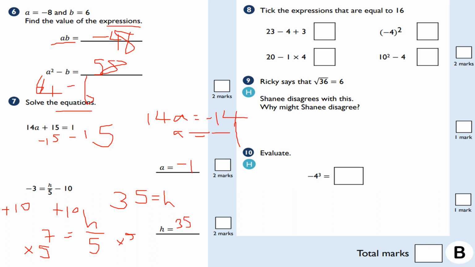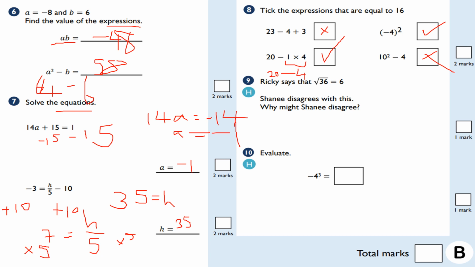Question number 8, tick the expressions that are equal to 16. Well, that one equals 16, so that's true. That one doesn't. That one gives you 96. This one does using BIDMAS. 1 times 4 is 4. 20 take away 4 is 16. So that's true. And the first one doesn't, because the first one is the same as doing 23 take away 1, which is 22.